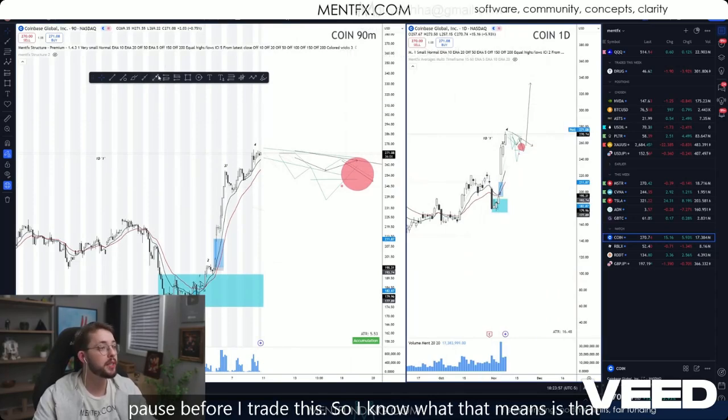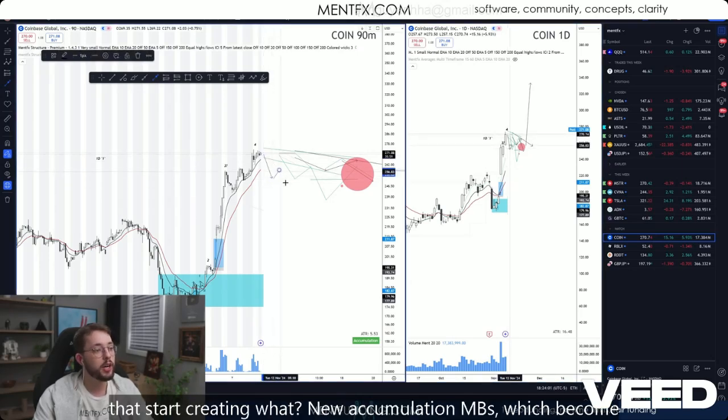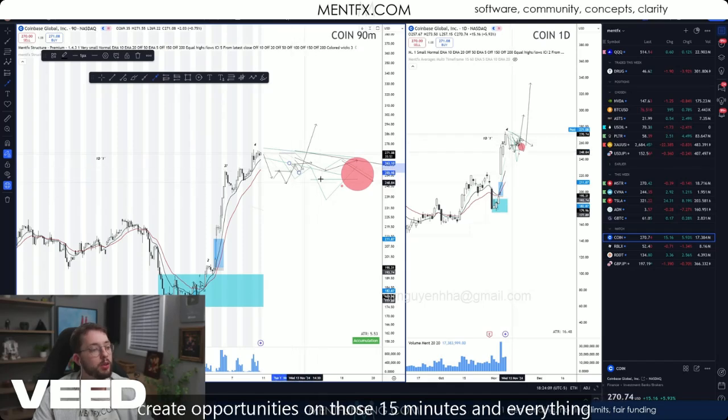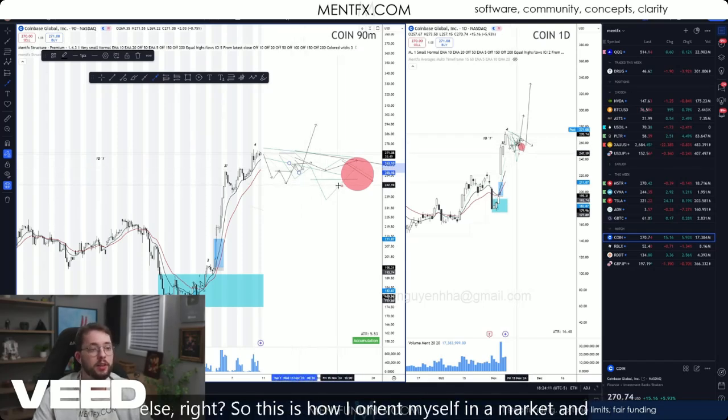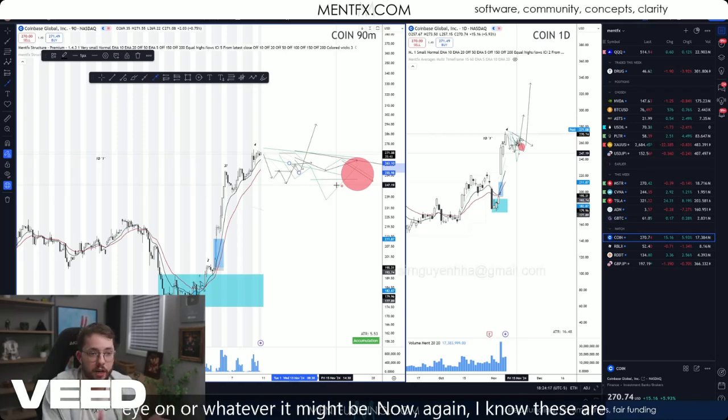So I know what that means is that the 90-minute is likely going to go into what? Flush outs that start creating what? New accumulation MBs, which become accumulation MB2s, which become the first momentum MBs that create opportunities on those 15 minutes and everything else. So this is how I orient myself in a market and decide which markets I'm going to start watching, keeping an eye on, or whatever it might be.